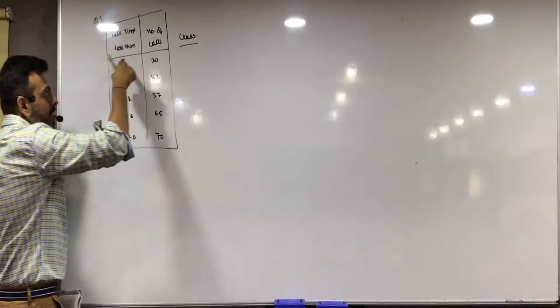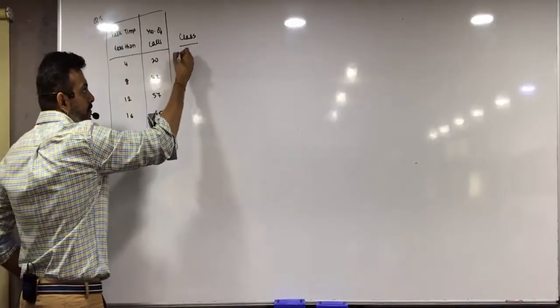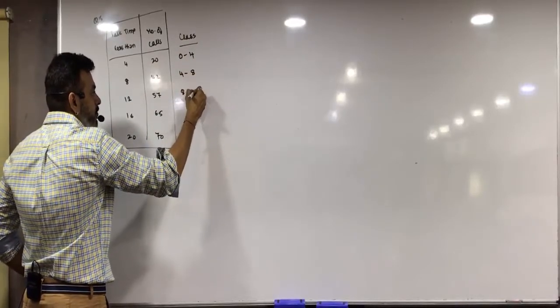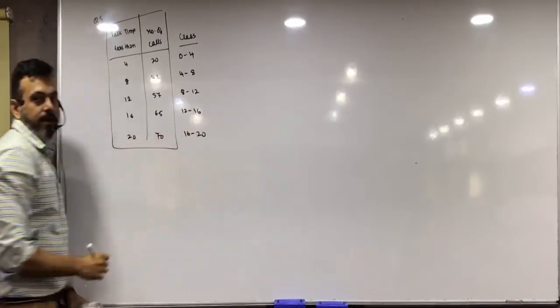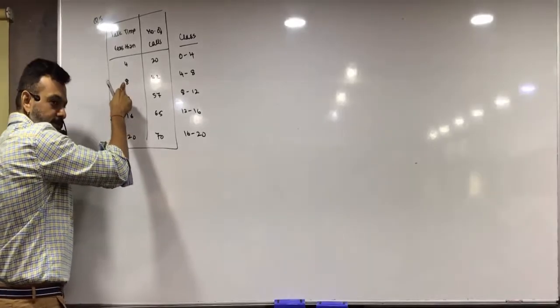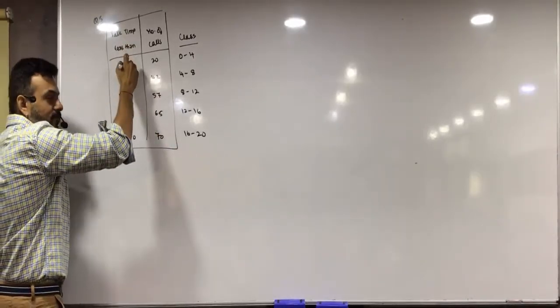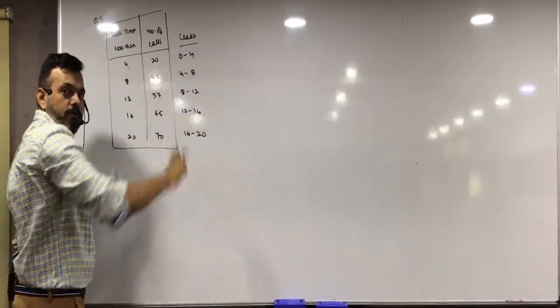So we take the class. Less than 4 we have 20. So your first class will be 0 to 4. Then 4 to 8, 8 to 12, 12 to 16 and 16 to 20. If you make by mistake 4 to 8 as a first class, your answer will go wrong. How to make the class? It is less than 4, so 0 or below 0. So we start with 0 to 4.